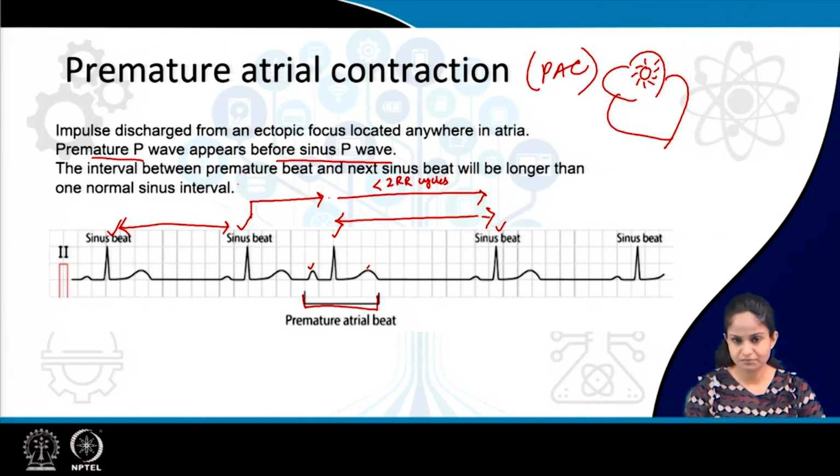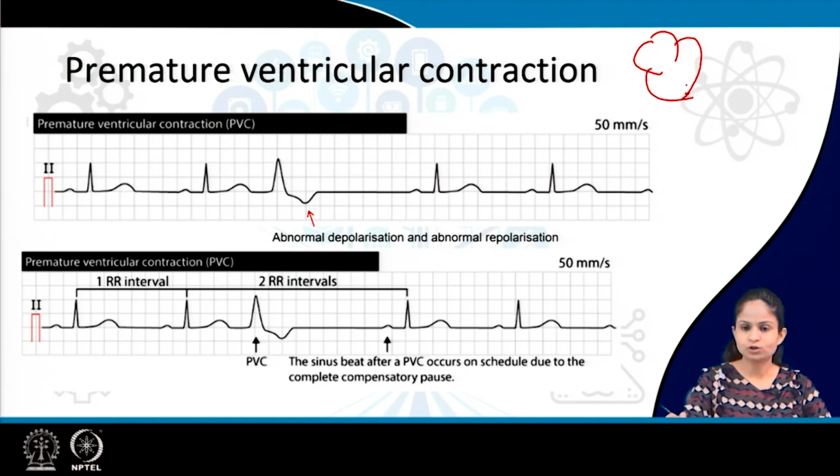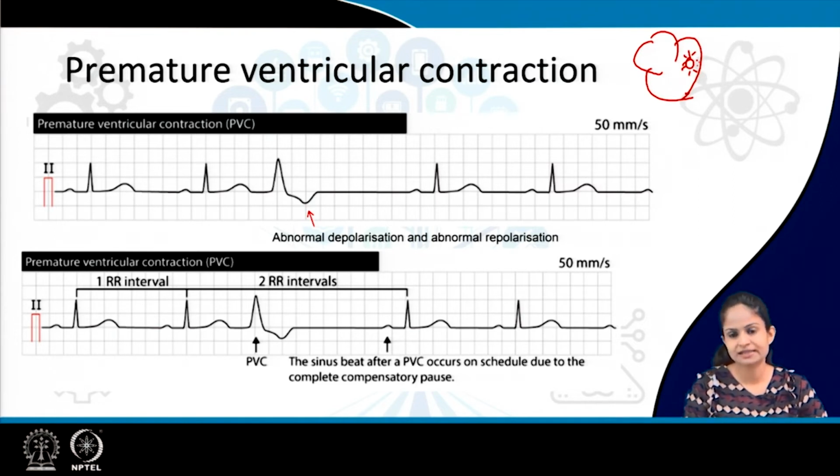Keeping this in mind, we will now see the premature ventricular contraction. Premature ventricular contraction means the ectopic focus is lying anywhere at the level of the ventricles. Whenever the ectopic focus at the level of ventricles generates an impulse, generally we do not get the P wave, because it is generating at the level of ventricles, not atria. So, premature ventricular contraction will not have a P wave preceding the beat.